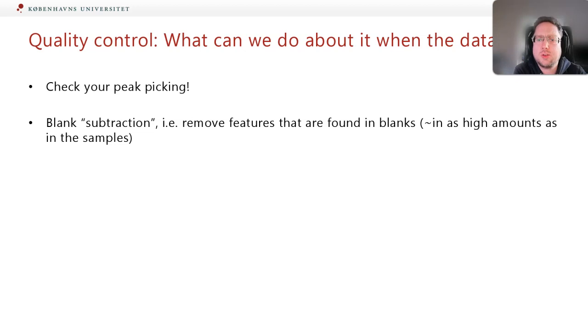The next thing you can do is use the blank samples to remove features that are not related to your samples. That would be features coming from solvents and contaminants and buildup in the instrument, for example. The way you can find those would, for example, be to say, give me all the features that are found in just as high amount in the blanks as in the rest of your samples. Those are probably irrelevant.